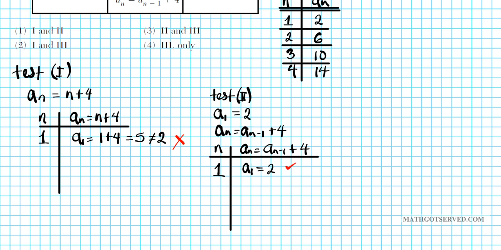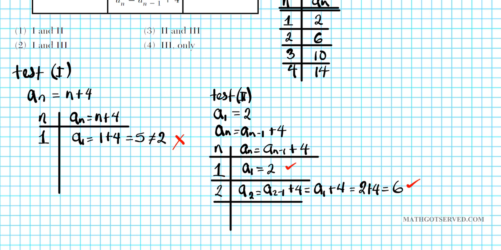Let's move on to the next output when n is 2. What do we desire? If we can get 6, then that's good. If not, then we have a problem. So when n is 2, a2 is going to be a2 minus 1 plus 4. a2 minus 1 is a1, plus 4. What is A1? A1 is 2, so 2 plus 4 is 6. Is that what we want? That's exactly what we want. That's a check, looking good here.